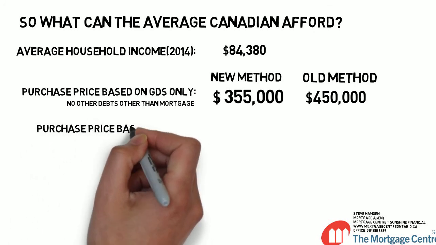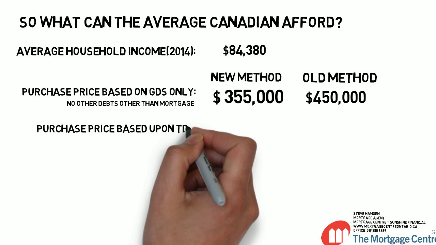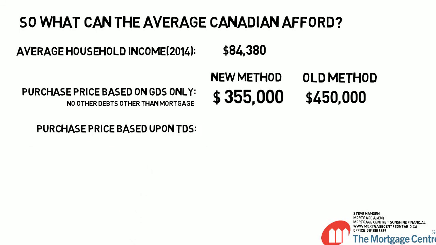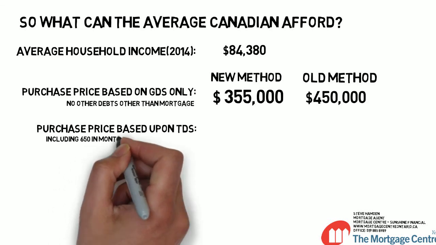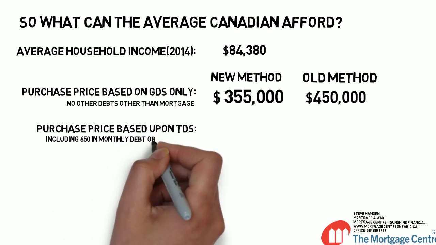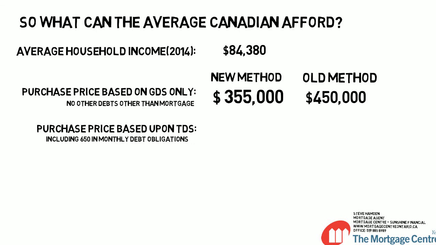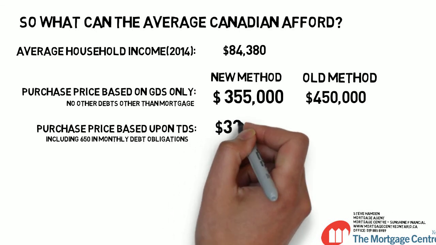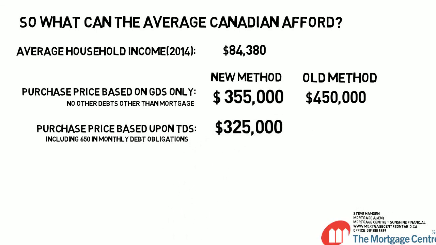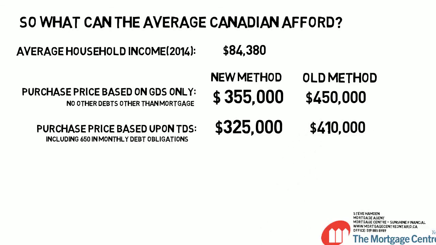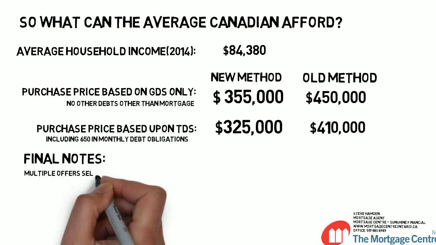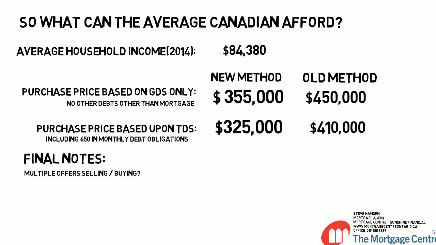Using that $650 a month average for debt, based on GDS rather, under the new method the purchase price would change to $325,000, whereas under the old method, the purchase would be $410,000 for the approval. So finally, we're looking at the effect in the multiple offer scenario, because they seem pretty evident.